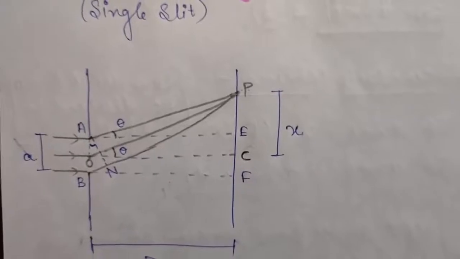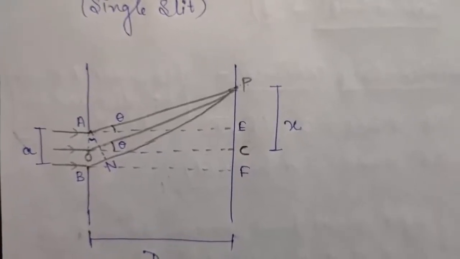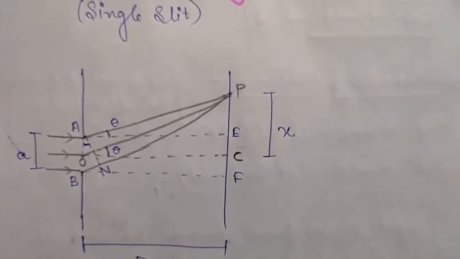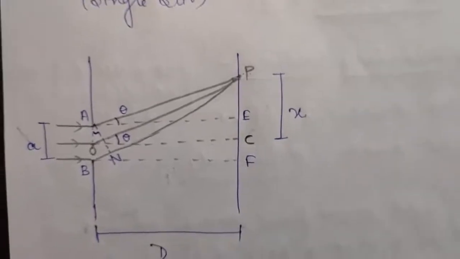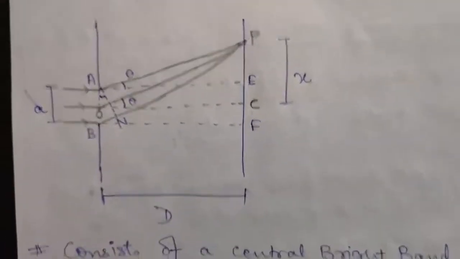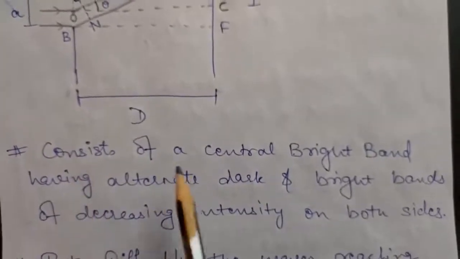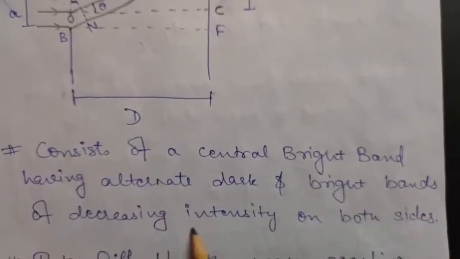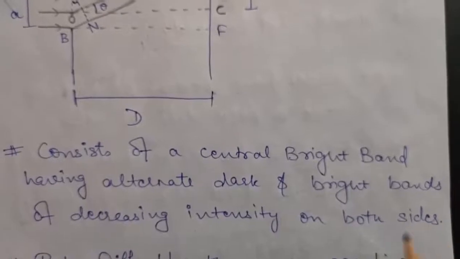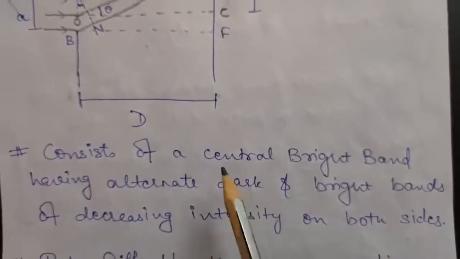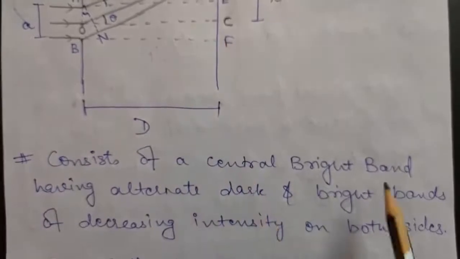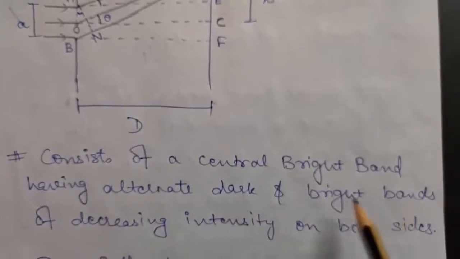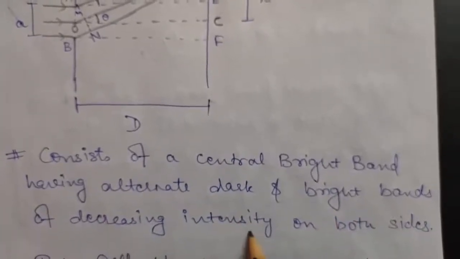Now as we derived conditions for constructive and destructive interference, similarly we will be deriving conditions for maxima and minima in the diffraction pattern. Before that, let me tell you what our diffraction pattern looks like. It is written here. The diffraction pattern consists of a central bright band having alternate dark and bright bands of decreasing intensity on both sides. That is, as in case of interference, here also the central point will be your maxima, or a bright band, but it will have alternate dark and bright bands of decreasing intensity.